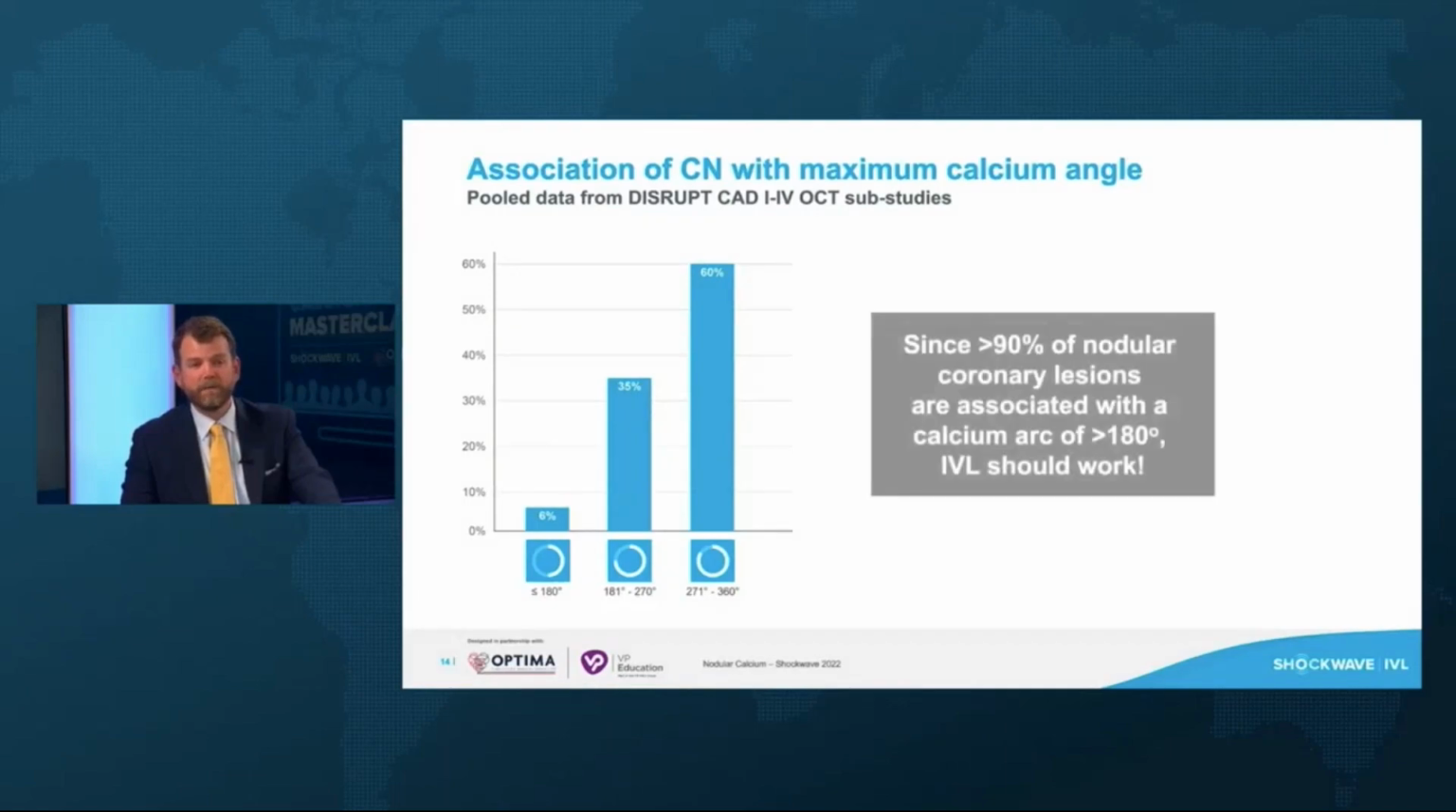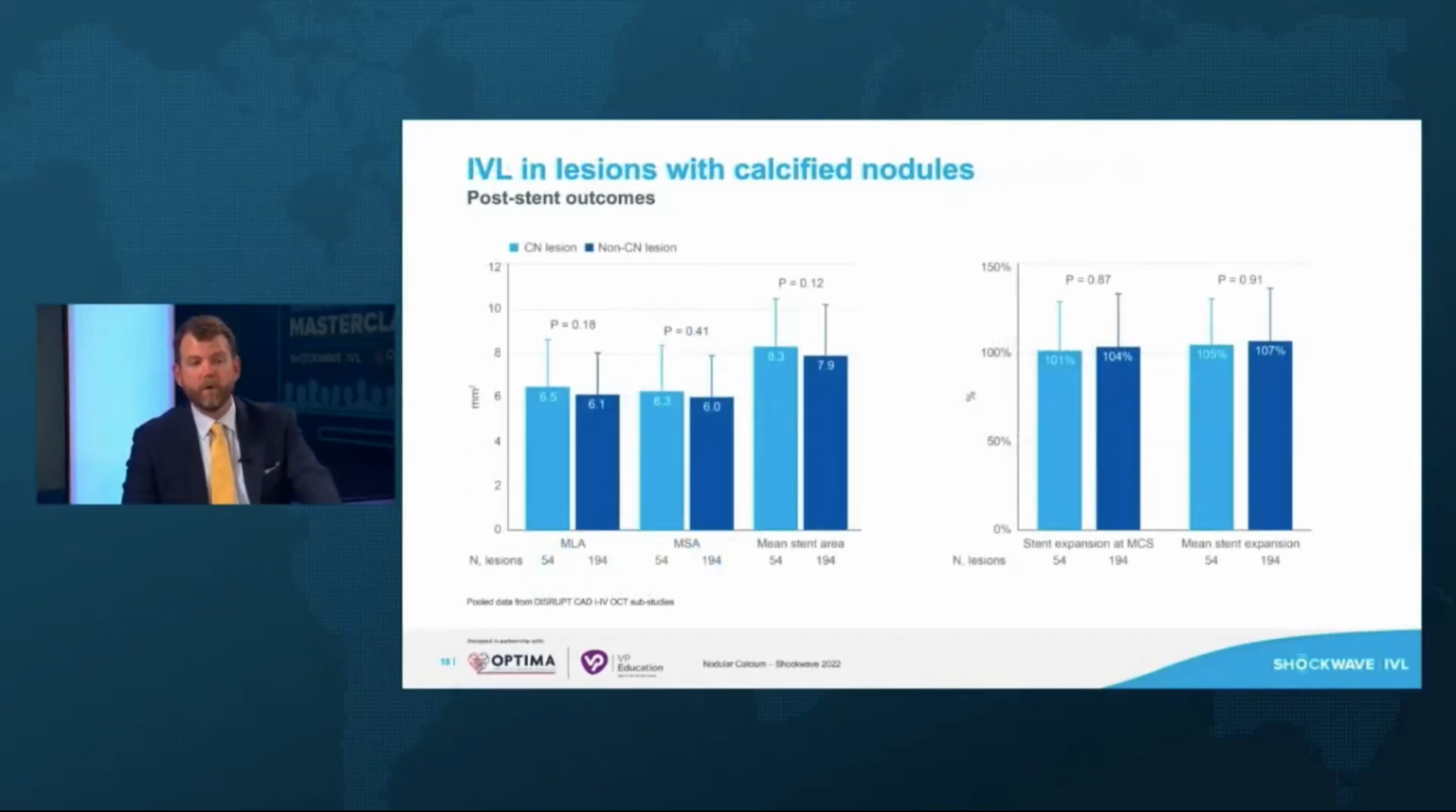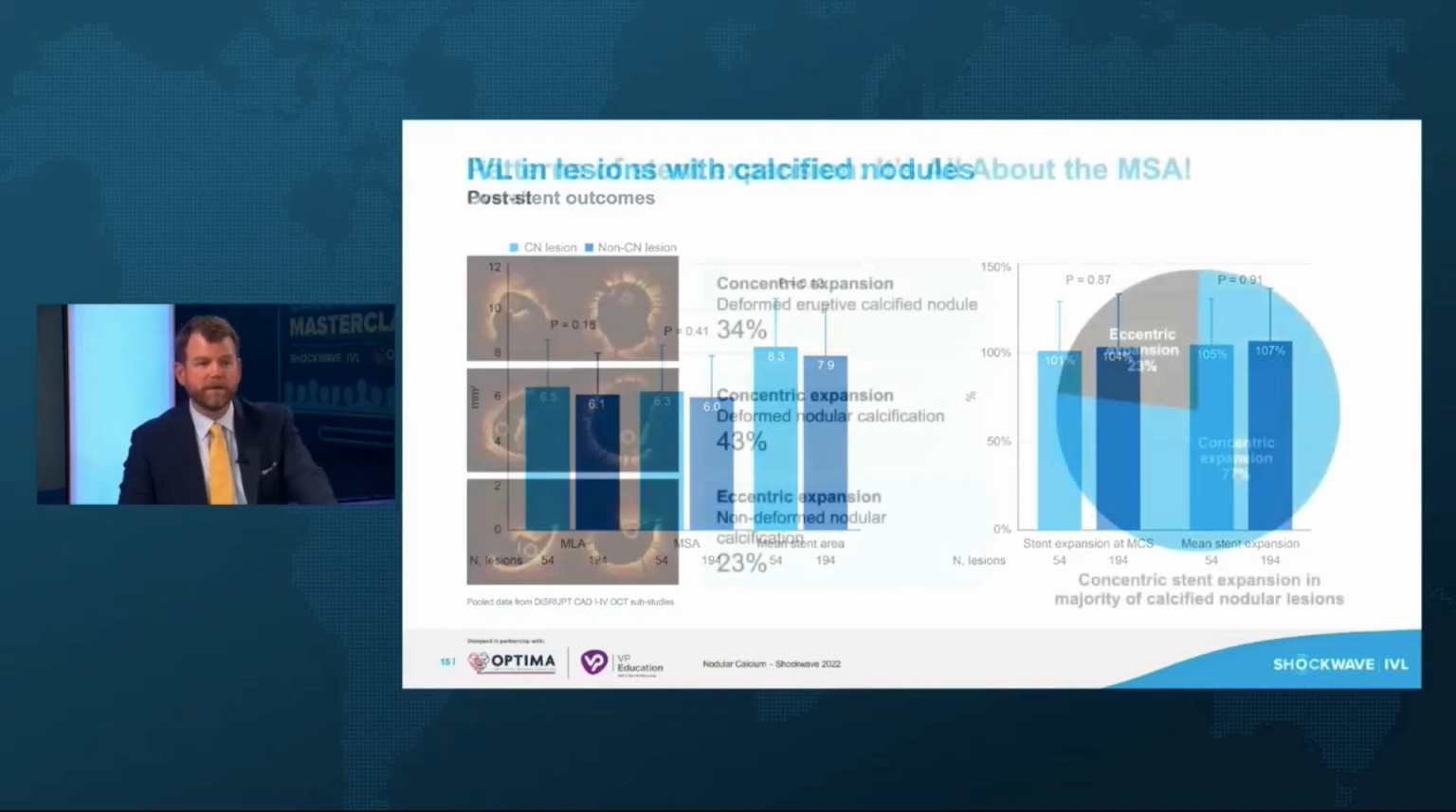And this is really important because, as we know, Shockwave works really well the bigger the arc. And so that is one mechanism where we think IVL really should work. This is actually borne out when we look at the Disrupt 1 through 4 pooled outcomes. We saw that IVL was actually able to close that gap between lesions associated with calcified nodules and without. And that was actually recently published with Dr. Ali as the lead author. And so this gives us some hope for the future of treatment of these lesions, that we've finally got a technology that's able to close that gap.